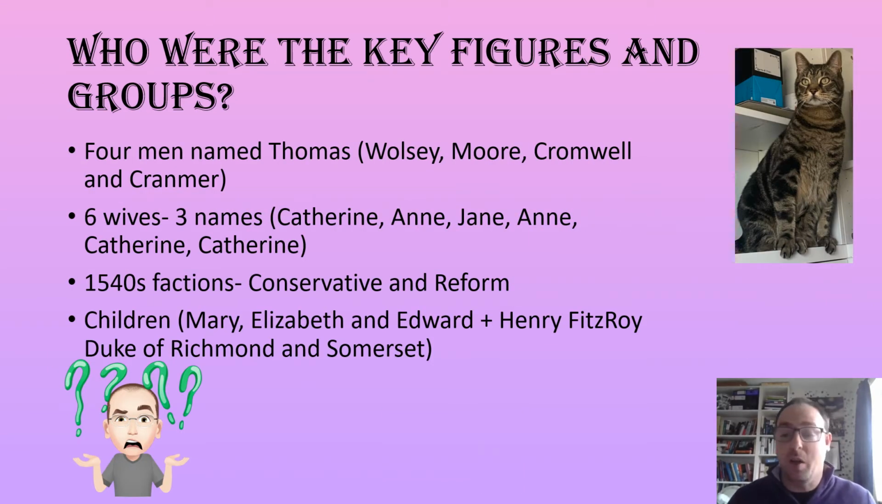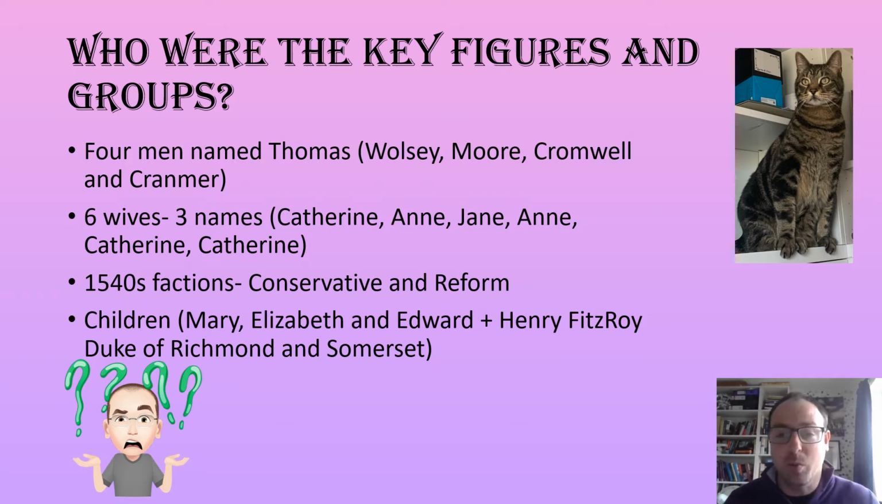So, as I said, I'm going to look at key figures and groups. This is one of the six key areas or key questions that you need to look at. You'll see above me my cat Thomas. Now, Thomas is one of the few Thomases that aren't an important part of Henry's reign. Everybody in his period in time seems to be called Thomas.